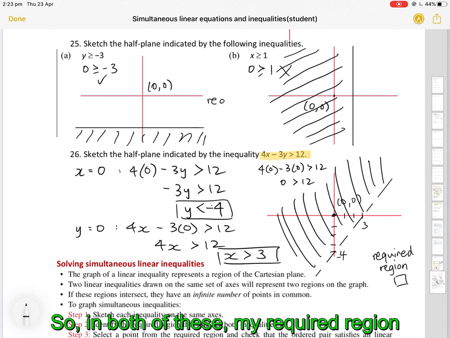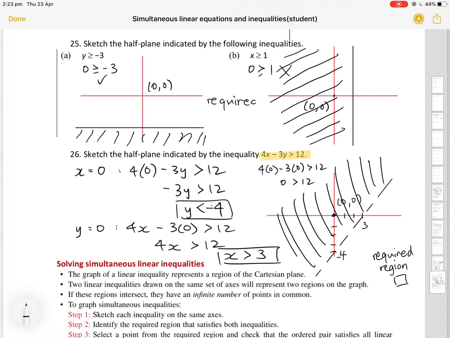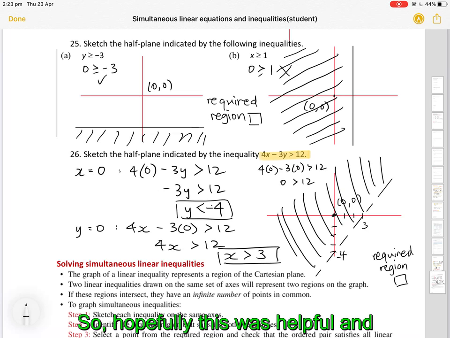So in both of these, my required region is the unshaded area.